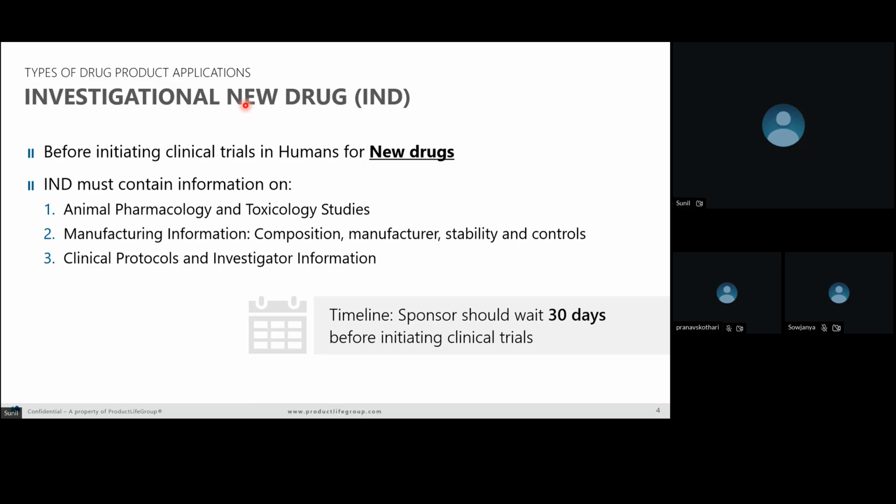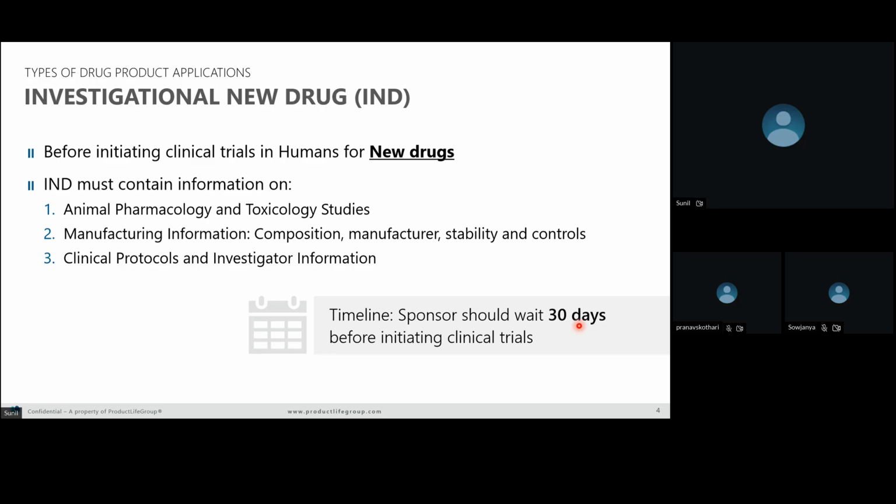After submitting this IND application, you have to wait for 30 days. Suppose you submitted your IND application on 30th July. So you have to wait till 29th or 30th August, whenever 30 days complete. If US FDA doesn't send any query on your IND application, that means from the next day onwards, you can start the clinical trials. So till 29th August, if FDA does not send any query, that means from 30th August onwards, you can start clinical trials. That means FDA has approved your IND.